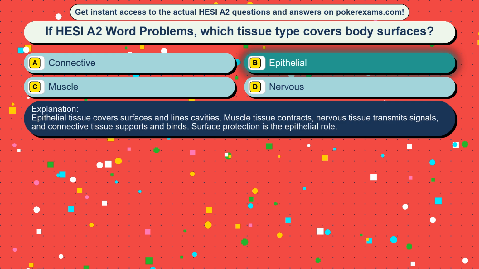Epithelial tissue covers surfaces and lines cavities. Muscle tissue contracts, nervous tissue transmits signals, and connective tissue supports and binds. Surface protection is the epithelial role.